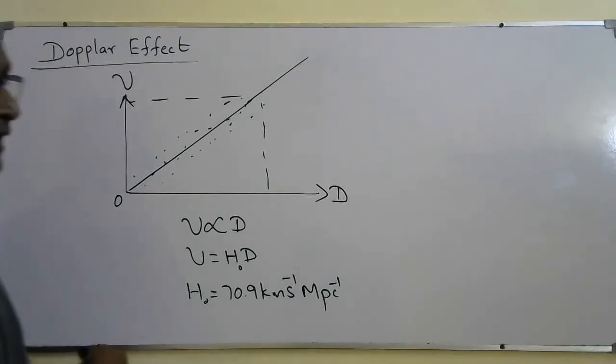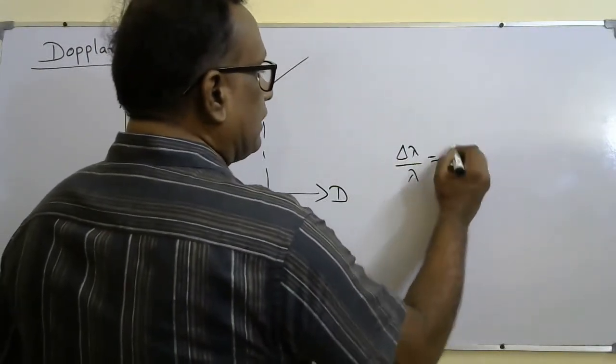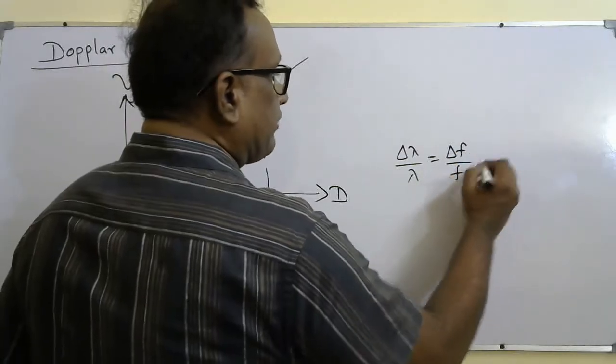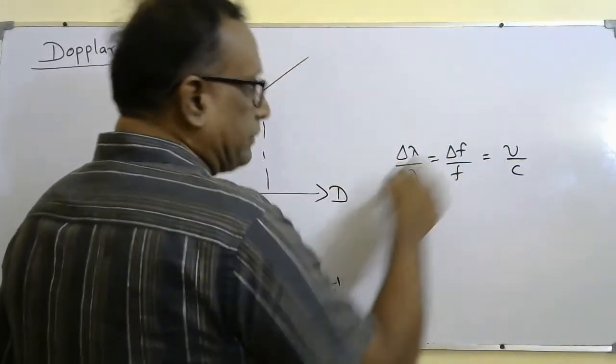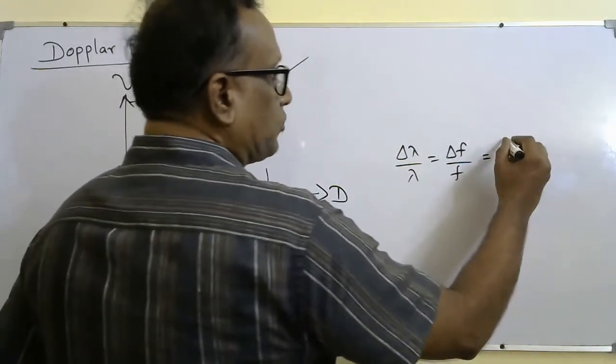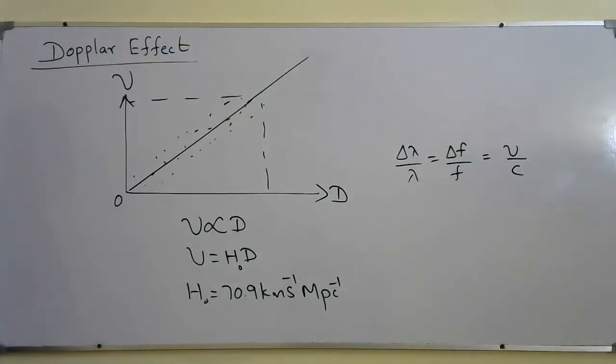So in the Doppler effect equation, we call delta lambda over lambda equal delta F over F equal V over C. This ratio, whether delta lambda over lambda, or delta F over F, or V over C, this ratio is called redshift.